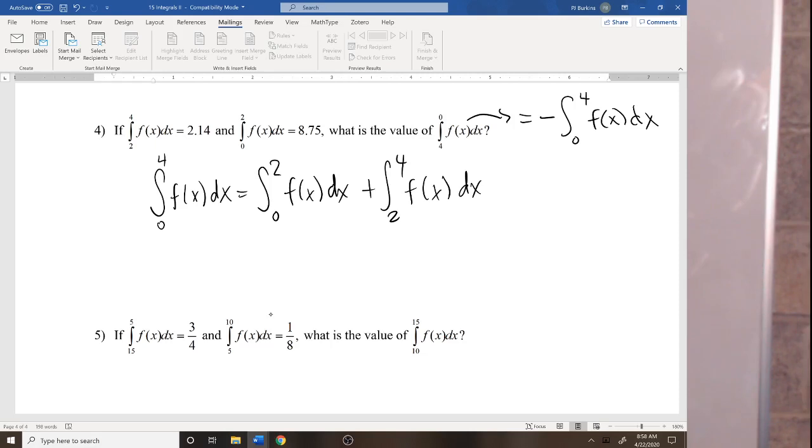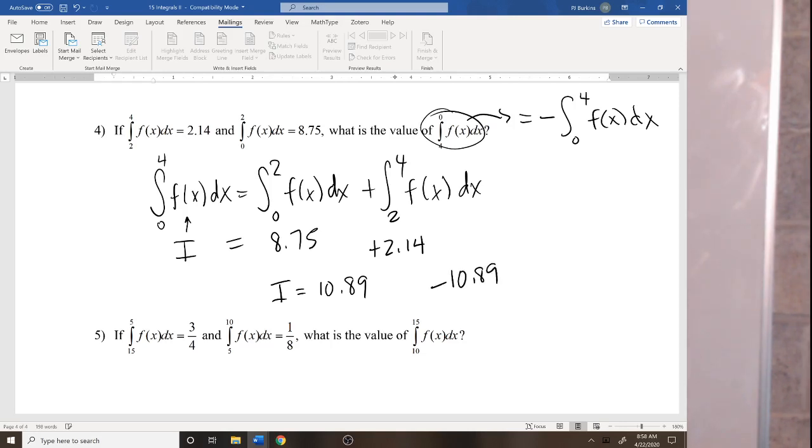So again, plugging in the numbers, this here is 2.14. This thing that we're looking for, I'm just going to call I. And 0 to 2 is 8.75. So I equals 10.89. But that's from 0 to 4, and we want from 4 to 0. So our answer is negative 10.89.